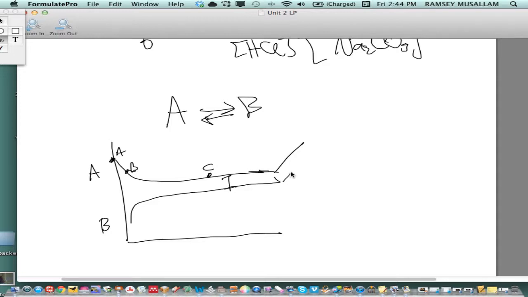B is going to have to go up too until you reach equilibrium. What am I trying to do with this distance? I'm trying to keep it the same. This is KEQ1, and here is KEQ2. I want KEQ1 to equal KEQ2. I want the equilibrium position to never change.